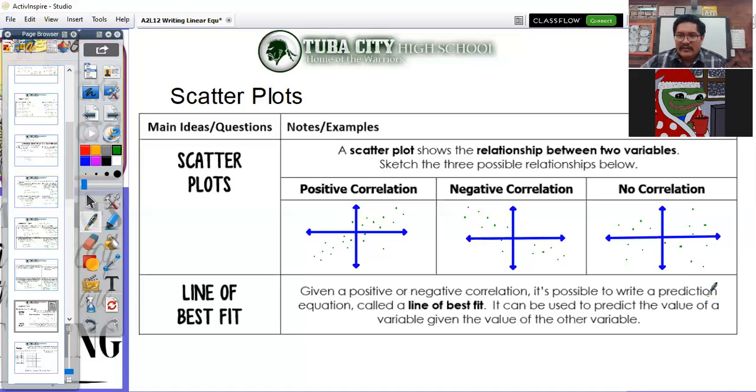So yeah, there you go. In this case, the correlation doesn't make sense. It doesn't look like it's going up. It doesn't look like it's going down. It doesn't even look like it's going straight sideways.